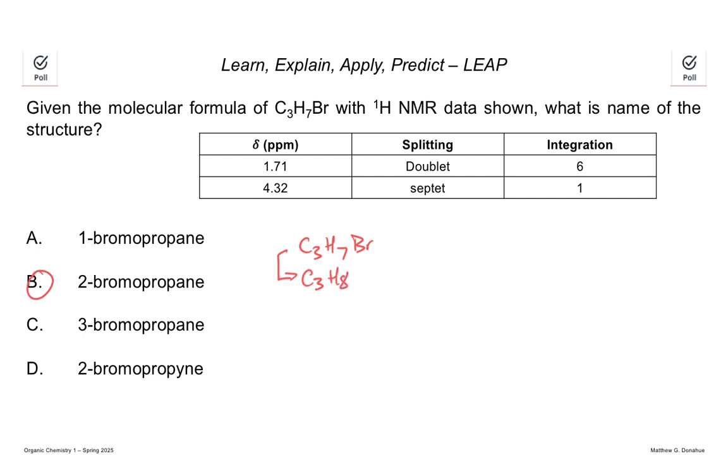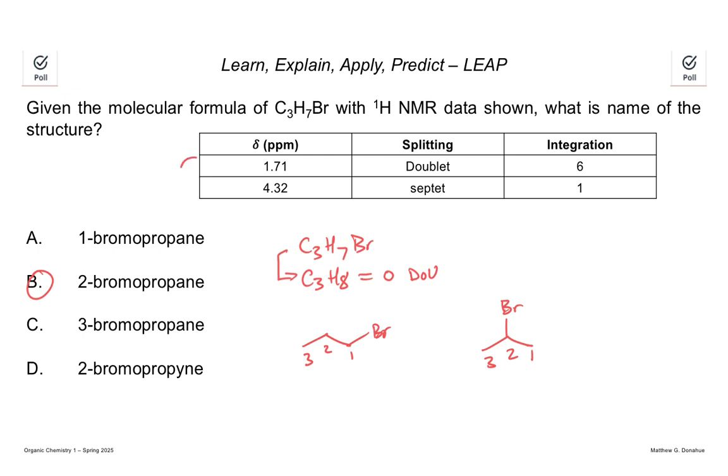You determine degrees of unsaturation for n equals 3. You'll find that it's C3H8. So this has no degrees of unsaturation. So no pi bonds, no rings. So we can propose 2 constitutional isomers. There's 3 carbons. For the first one, we just put the bromine at position 1. The second one, we put the bromine at position 2.